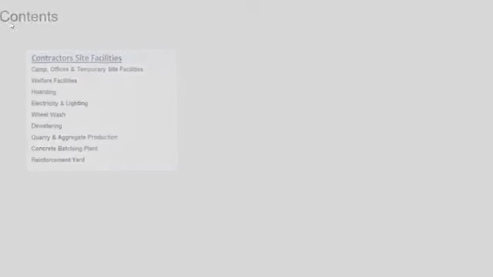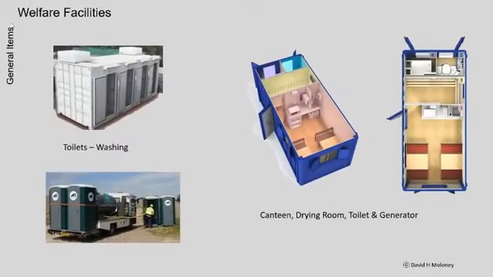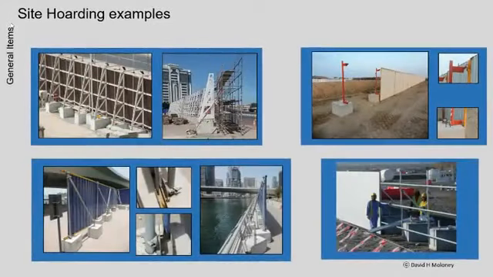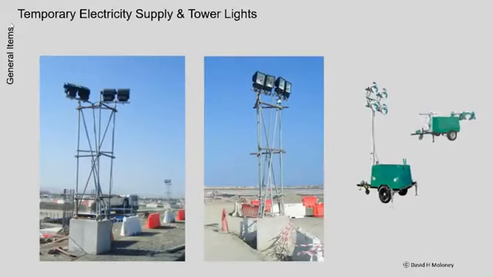Contractors' site facilities. Camp, offices and temporary site facilities. Welfare facilities include toilets, washing facilities, canteen. Hoarding used to secure the site. Electricity and lighting. Examples of floodlights.